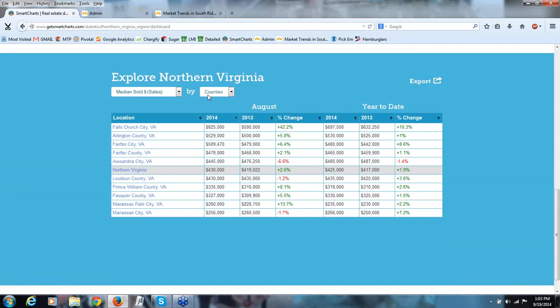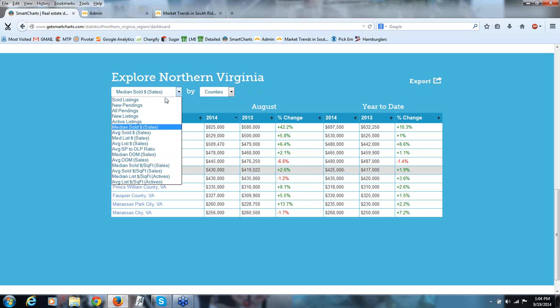But then when we dive into Sterling, which is where she wanted to focus, the Explore section gives me all the counties within Northern Virginia. The default is the median sales price. So we can see Loudoun County, where the majority of Sterling is located, has a median sale price year to date of $435,000. So it's a bit higher than the Northern Virginia average. But I can change this, and we'll switch to another stat as well.